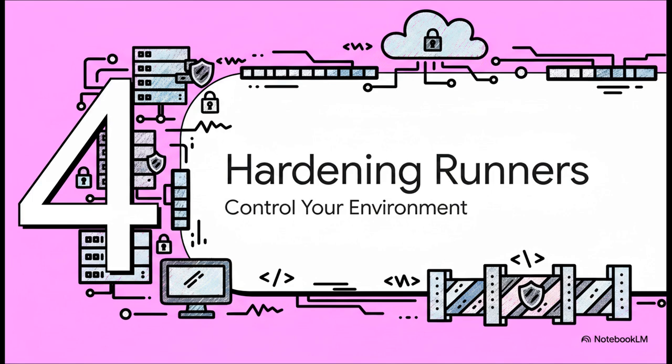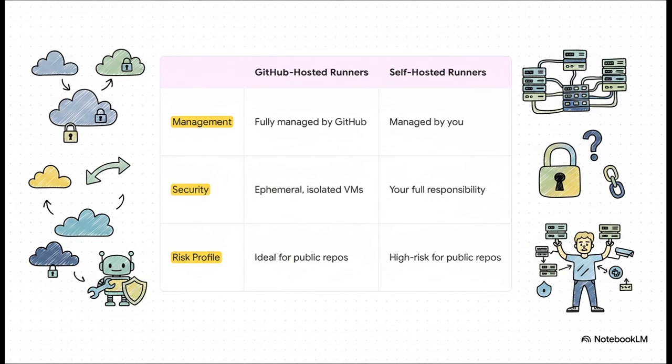Okay, so we've talked about credentials and dependencies. Now, where does all this code actually run? Let's get into the runners themselves, because your choice here has massive security implications. You've basically got two choices. Use the runners GitHub provides or host your own. And this is a huge security decision. GitHub's runners are ephemeral. You get a fresh, clean, isolated virtual machine for every single job. They handle all the patching and security. But with self-hosted runners, well, that's all on you. You get more control, for sure, but you also inherit all of the security responsibility.